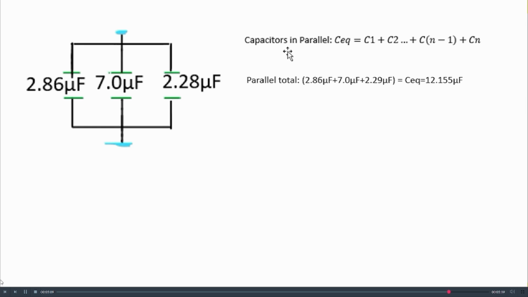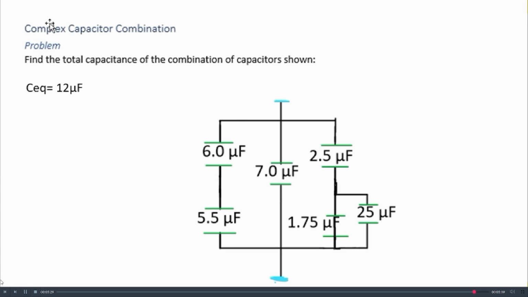So we have our capacitors in parallel equation. We have this is C1, this is C2, and here is C3. And we have 2.86 microfarad plus 7.0 microfarad plus 2.29 microfarad equals the capacitor equivalent, which is equal to 12.155 microfarad. So finally, for the final answer, the total capacitance of the combination of capacitors as shown is the capacitor equivalent of 12 microfarad.